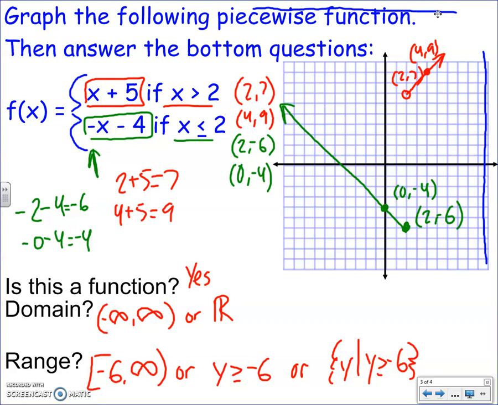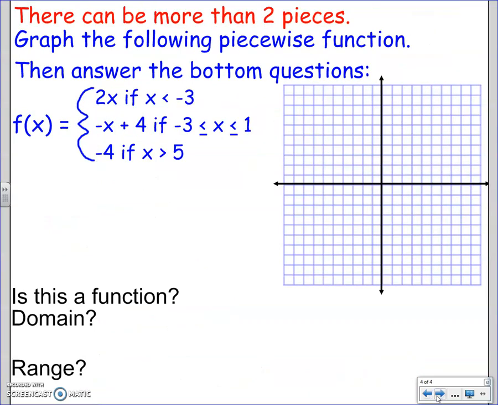Now time for a harder one. So they're going to be more than 2 pieces. So graph the following piecewise and answer the 3 bottom questions again. So this top piece, 2x, if x is less than or equal to -3. So I'm going to plug that in. -3 comma what? So it'll be 2 times -3 is -6. So I know that's the coordinate I have for sure. So I go to my graph and put -3 comma -6. -3, 2, 4, 6. And this is open. Alright, so this is -3, -6.